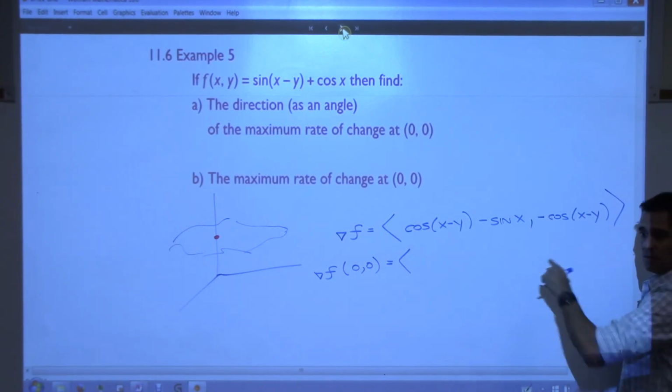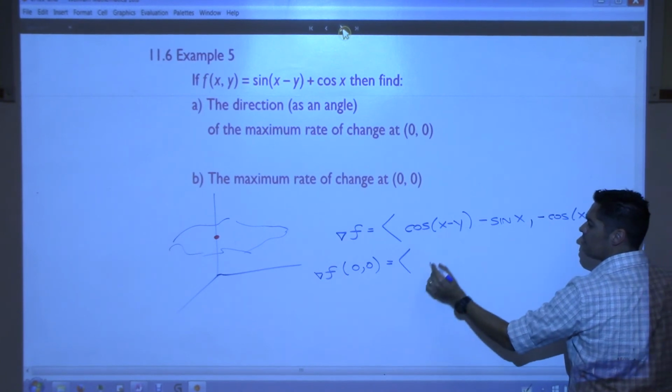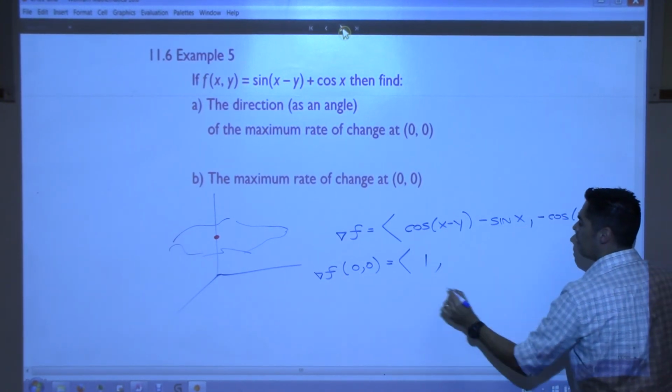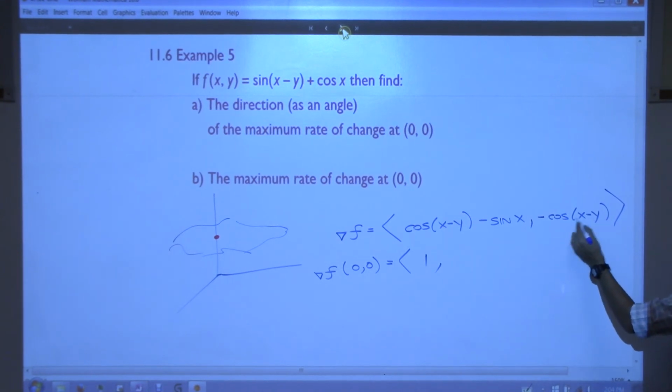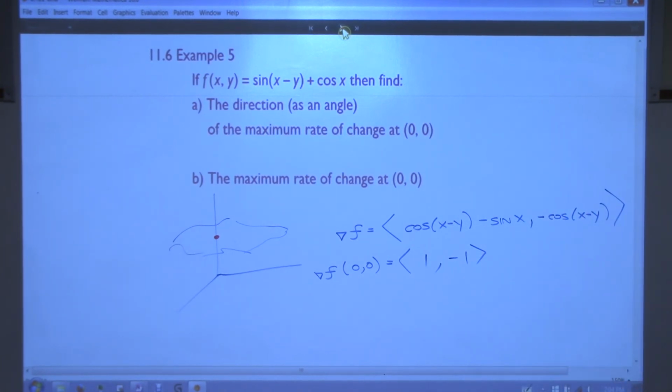Because this is a vector, the vector gives me a direction. So cosine of 0 is 1. Sine of 0 is 0. Cosine of 0 is 1, but then negative, so negative 1. That's it right there. That's the direction I should point.